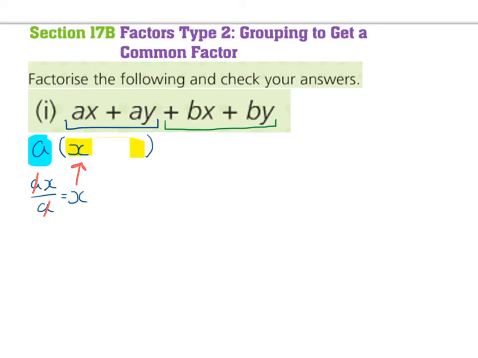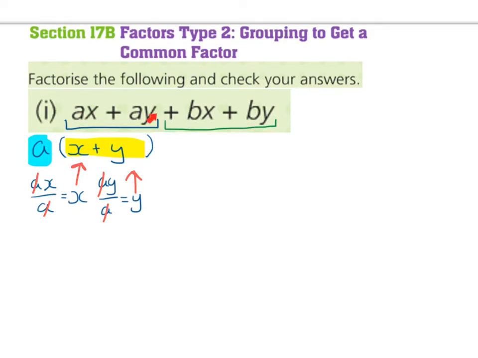Now I do the same with plus AY. I'm going to divide that by the highest common factor, which again is A. So AY divided by A, the A's will cancel, leaving us with Y. And the Y, which in this case will be plus Y, goes inside the bracket.